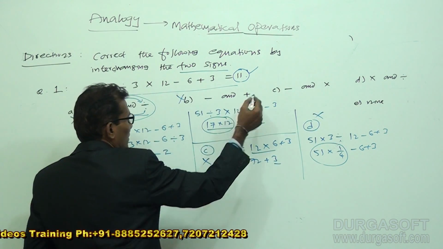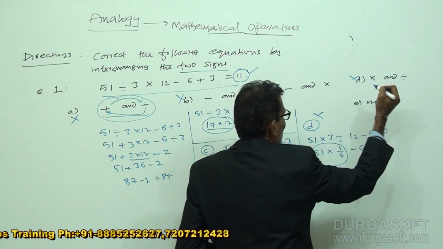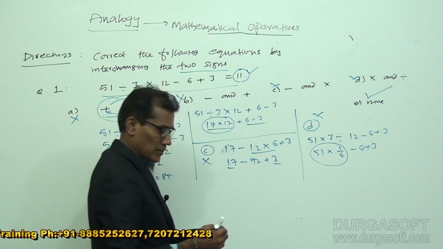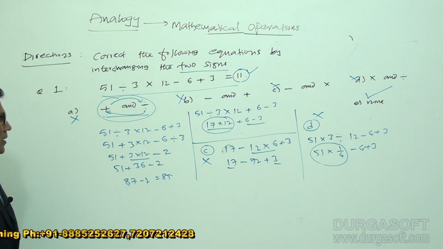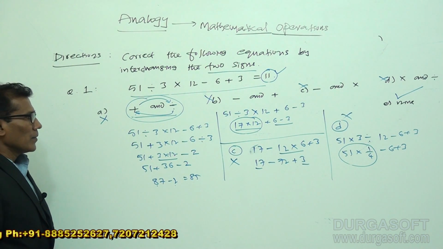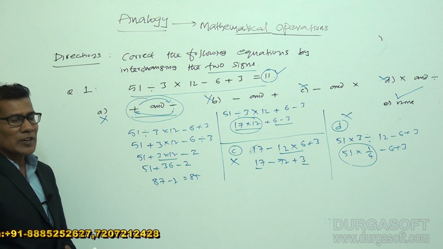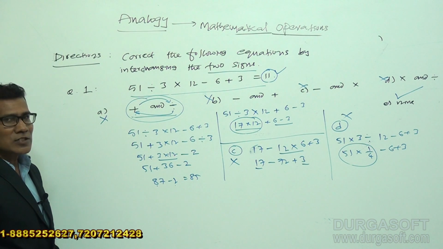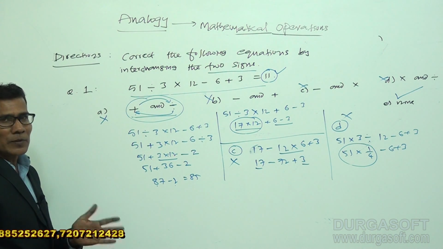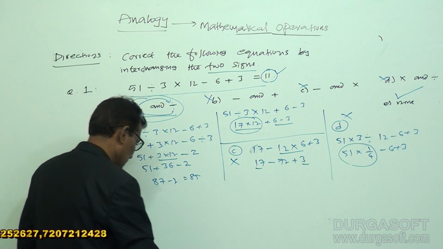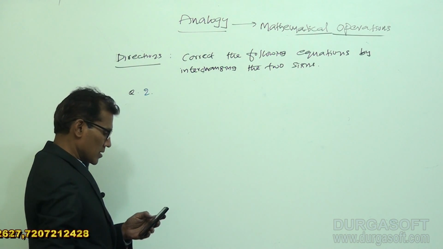So A is wrong, B is wrong, C is wrong, D is wrong. Then your option is going to be none. This is how it works. This is the one question we did. We have to cross check with every option. That is actually the biggest challenge in analogy, only this type of questions. Let us take another question according to the same directions.